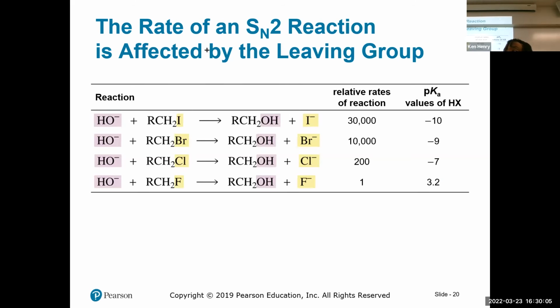Okay, so we take a look at the relative rates. This one is going to be 1, this one is going to be 200, this one is going to be 10,000, and this one is going to be 30,000. So we can clearly see that iodine is very fast, whereas fluorine is like, no, no, no, it's not going to happen, right?